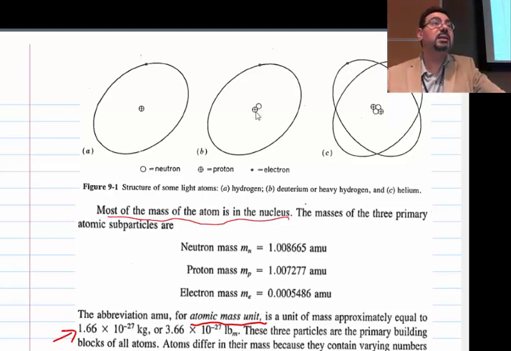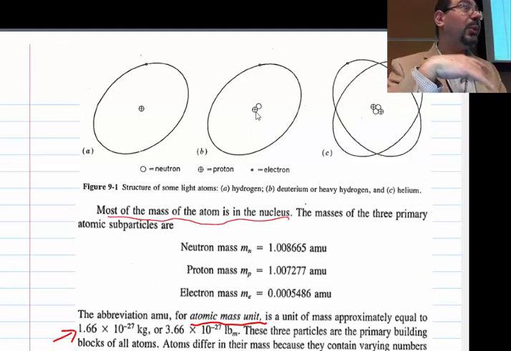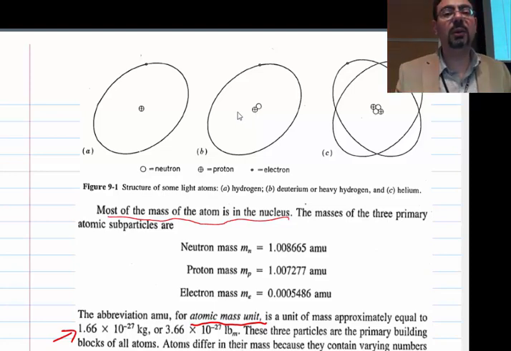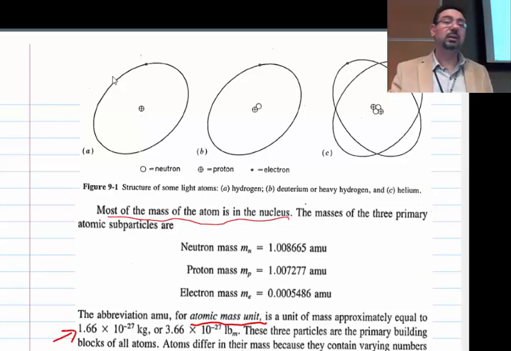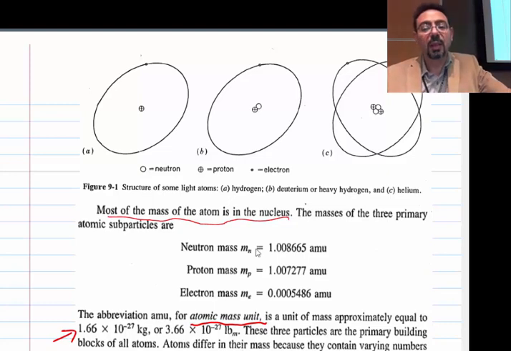Because of this, when they do the nuclear reaction equation, they don't care about the electrons. It's not important how many electrons are there. They just care about what's inside here. Of course, in chemical reactions, the electrons are a big deal, because that's how the bonds are made and how things react with each other. Very good.